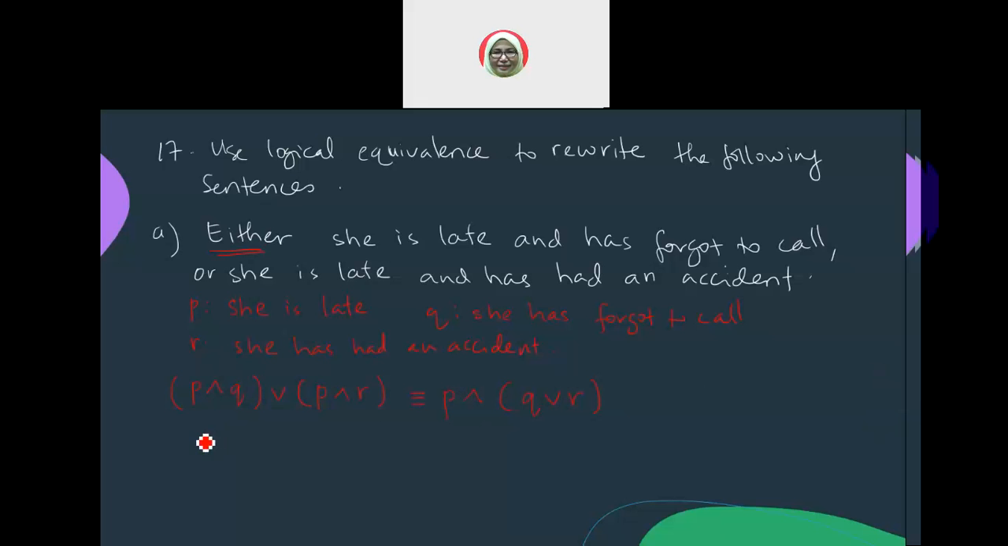In words: she is late, that is for P, and she has either forgot to call or had an accident. You can use the word either.